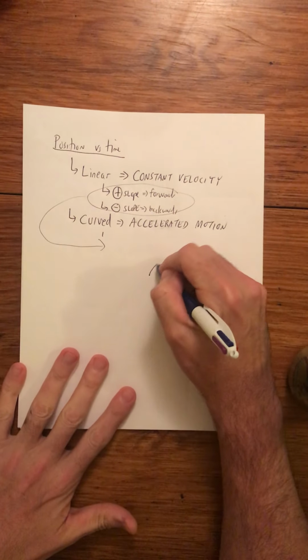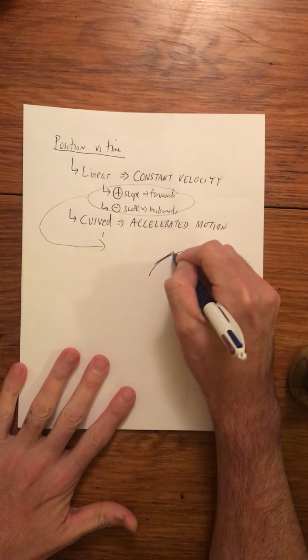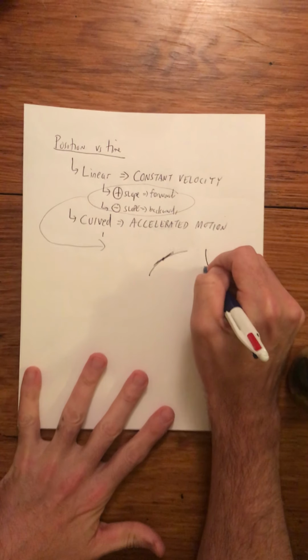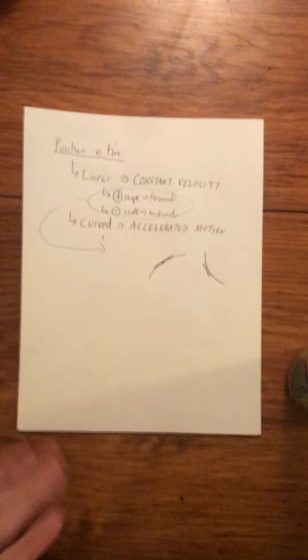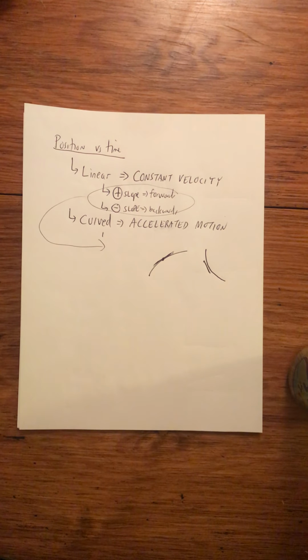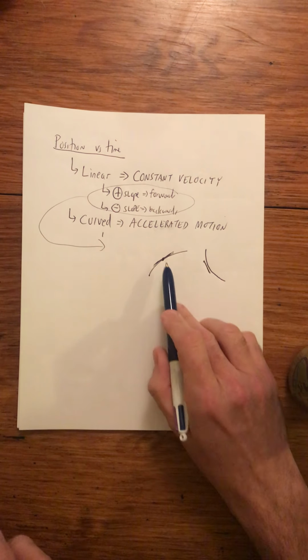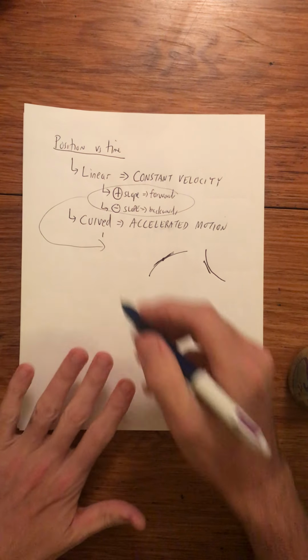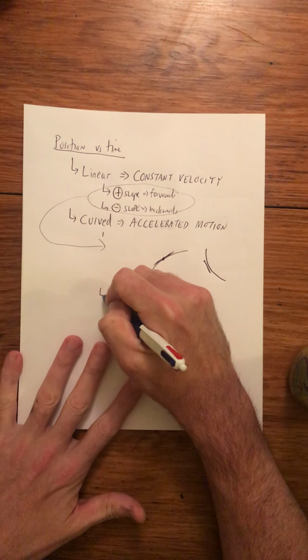Because even if I have a curve, I can look at one instantaneous slope and say, well, that slope is positive. Or look at a different curve and say that that slope is negative, right? So this thing is moving forward, this thing is moving backwards, because that's what the slope says. But these are two different types of curves here.